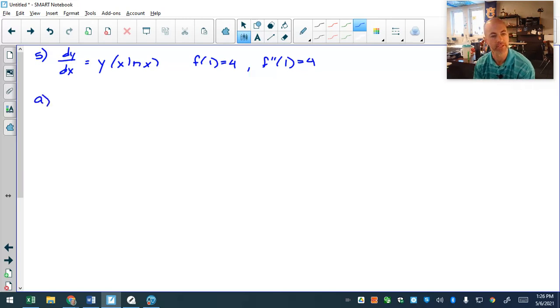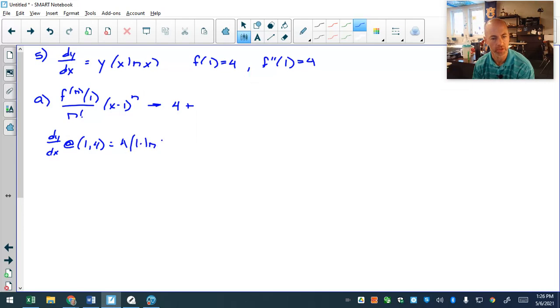So this is going to be a fairly nice question. We're just going to use our generic formula: the nth derivative at 1 over n factorial times x minus 1 to the nth power. My f of 1 is 4, so that'd be 4 over 0 factorial times (x minus 1) to the 0, plus f prime of 1, which would happen here. So that's my derivative at the point (1, 4). That's going to be 4 times 1 times the natural log of 1? What? That's 0. Holy cow.